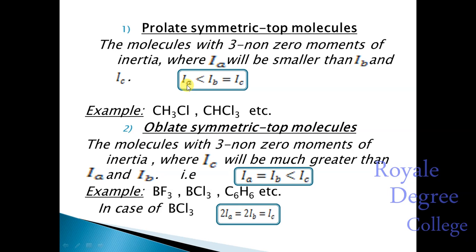Next type of molecule we will see is oblate symmetric top molecules. These are molecules with three non-zero moments of inertia where IC will be much greater than IA and IB. So here IA is equal to IB and both of them are lesser than IC. It means that IC is greater. Examples of oblate symmetric top molecules are boron trifluoride, boron trichloride, benzene, etc. In the case of BCl3, 2IA is equal to 2IB, which is equal to IC.